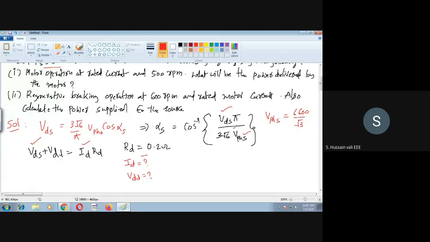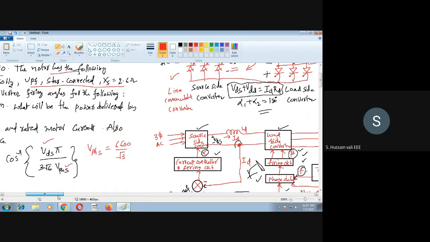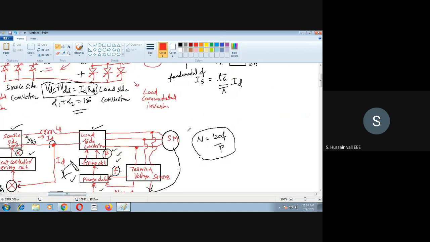We substitute the VDS here, then that's it. We got the answer for alpha S. Okay, now how do we proceed here? ID. How can I find out ID? Then we will recall any equations we know for ID. We will see that is there any equation we know for ID. Somewhere we may have, yeah, one equation we know here.